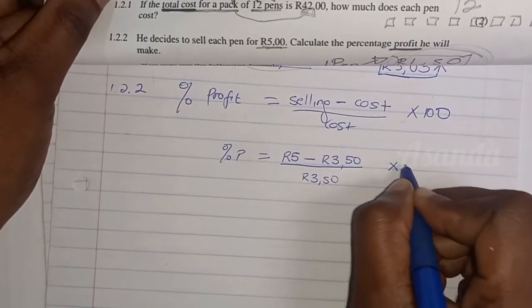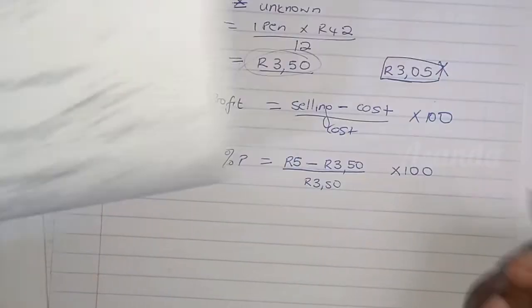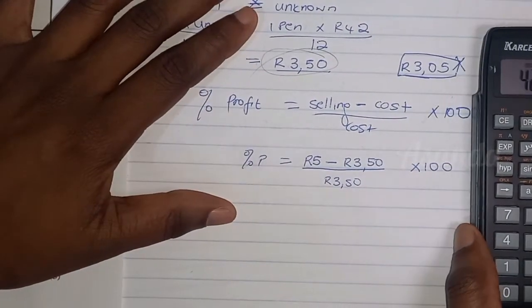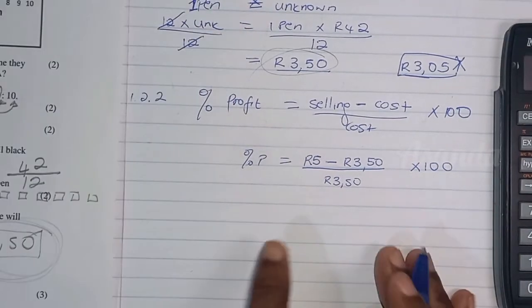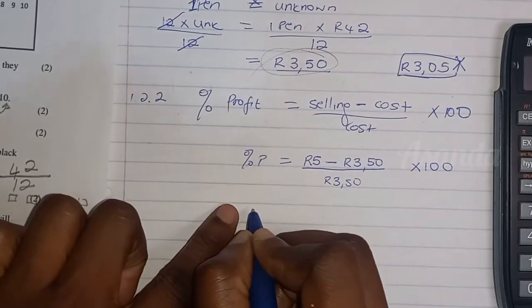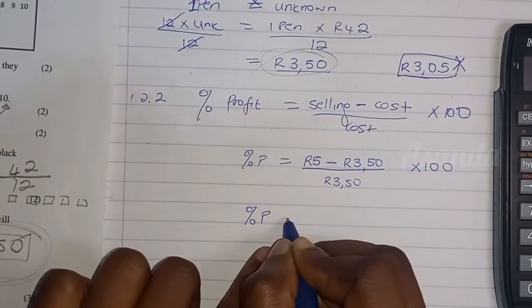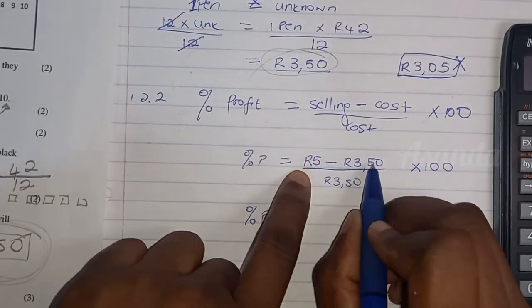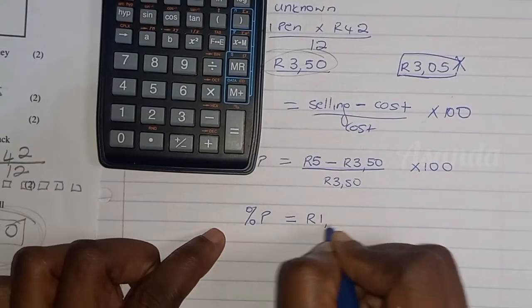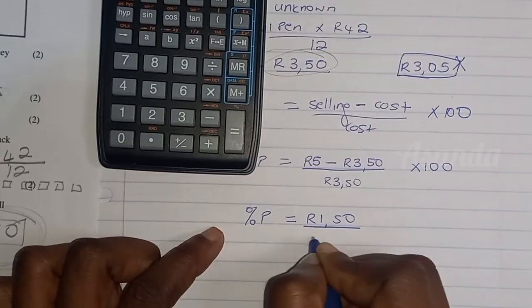And then we're just going to multiply the answer from there with 100. Now, before you go and multiply and divide and do all of that stuff, the first thing you do is you first say 5 minus 3.50 and write your answer. So, percentage profit, I haven't used yet. And then I'm going to say is equal to, then I'm going to say 5 minus 3.50, and I get 1 rand 50. And then I say divide by 3 rand 50.